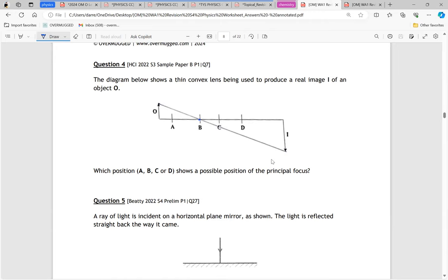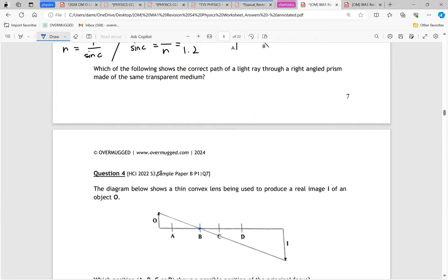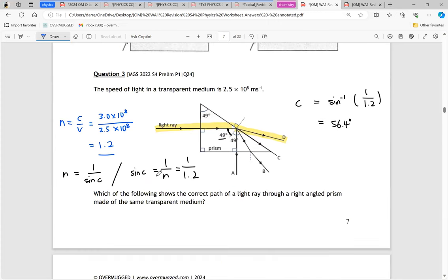Sure. Yes. So what's the answer for question 3? Sorry guys, my screen is hanging. What's the answer for question 3? D? Yeah, correct. Answer is D for question 3.